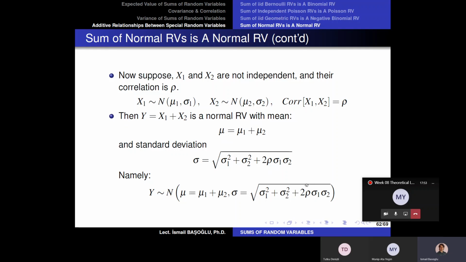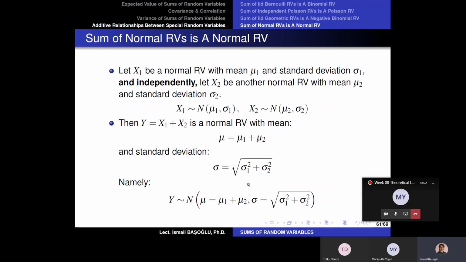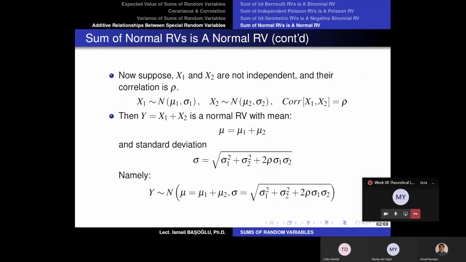However, if they are correlated, then you need to add this correlation term by multiplying it by 2 and with the respective standard deviations. Okay? So whether the correlation is positive or negative, that may either increase the standard deviation or reduce it. If the correlation is negative, the standard deviation can be even lower than it would be in the independent case. So it depends on the sign of the correlation.